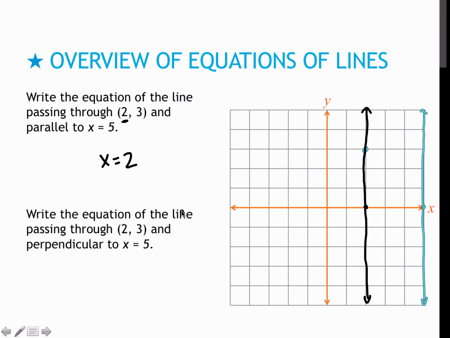Now I want the line that is perpendicular to x equals 5. So here's x equals 5. Perpendicular would be this line. So this line here, next to that I'm going to write x equals 2. What's the equation of this line? Well, now it's a horizontal line, and horizontal lines are y equals some number, and notice the y value is 3, and it goes through here at 3, and so my answer would be y equals 3.